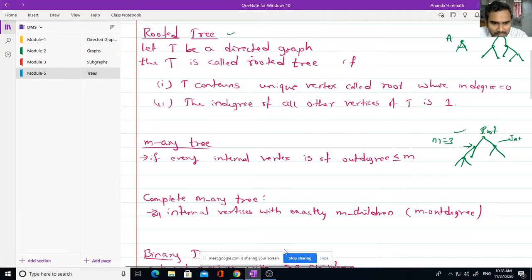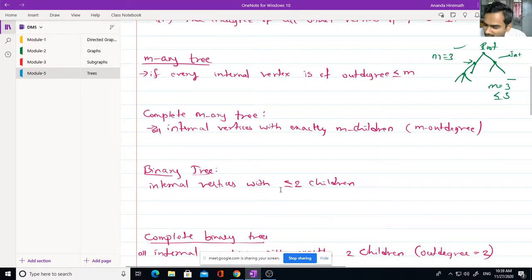Sorry for the disturbance. Now, m-ary tree, I was discussing m-ary tree. All internal nodes have out degree maximum 3, less than or equal to 3 when m is equal to 3. So such trees are called m-ary trees. Now when we go for a complete m-ary tree, it means that all internal nodes must have out degree exactly m. So if I take m equal to 3 here, then all internal nodes must have out degree 3. So like this.